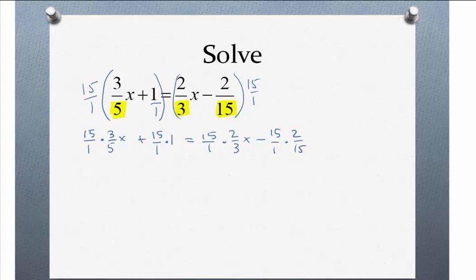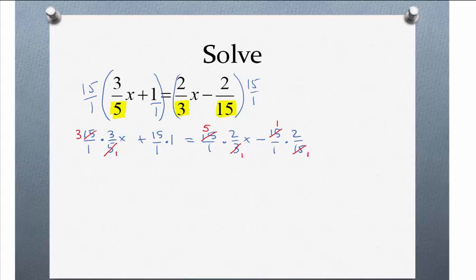I chose that 15 because these denominators divide into it. So 5 divides into 15 3 times. 3 divides into 15 5 times. I'm getting little ones down here. And 15 divides into 15 1 time.